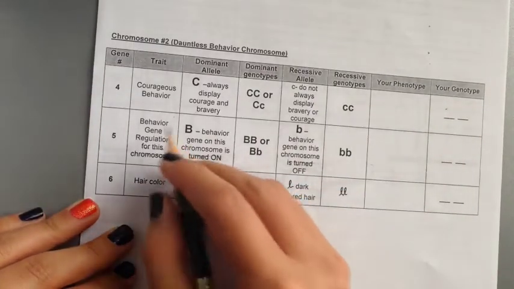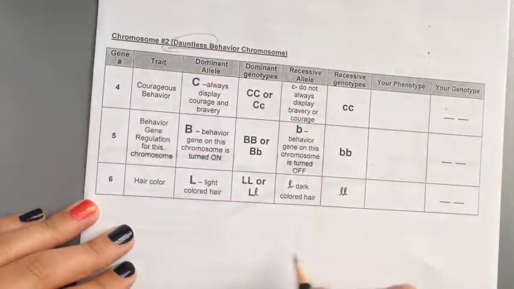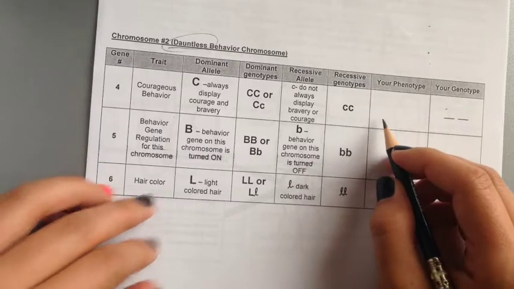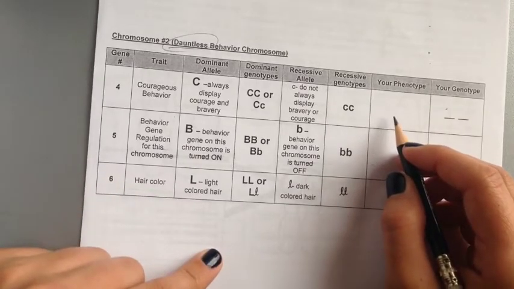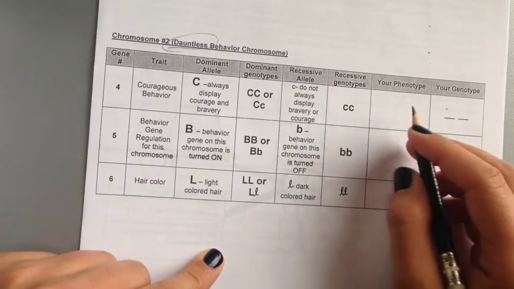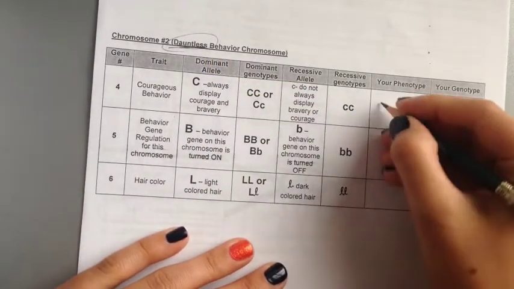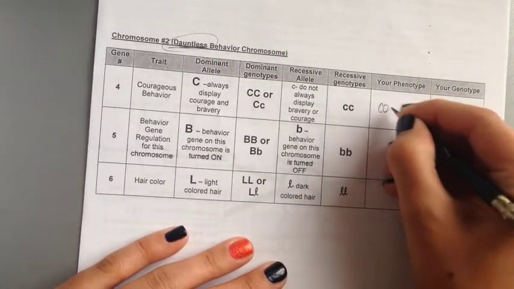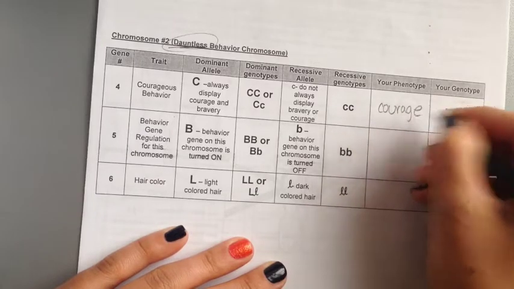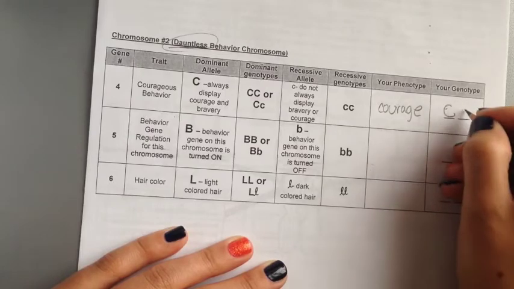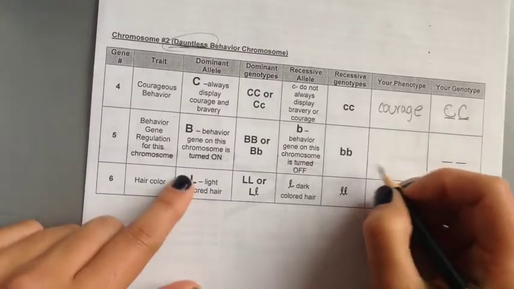Let's go ahead and come down to the next trait. Over here, what we're dealing with is Dauntless, courageousness, this behavior. So what we could say for the phenotype, since some of those tests actually also showed Dauntless, so I was 50-50, I'll say my phenotype here would be courageous, or courage. And so my genotype for that I get to pick. In this case, I'm going to say big C, big C.